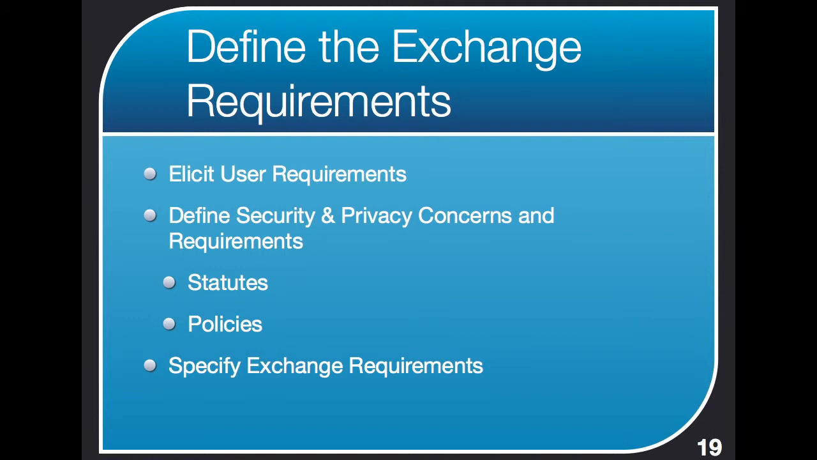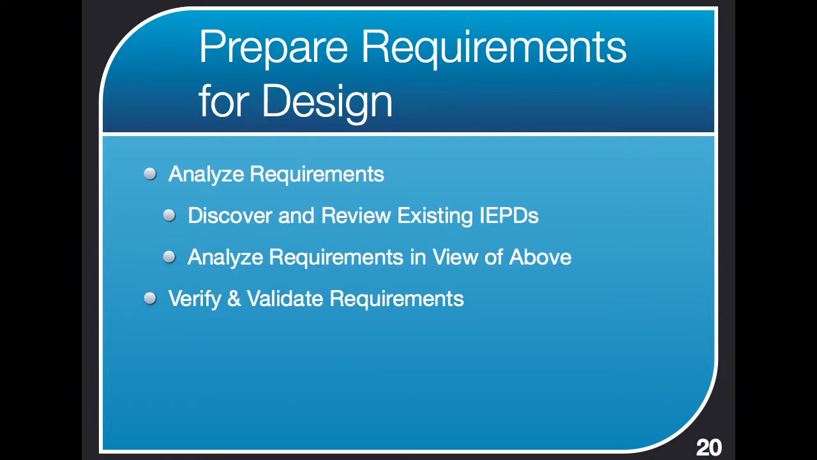You also want to define security and privacy concerns and requirements. Those may come from statutes, from policies, or from simple common sense, but especially in the children, youth, and family services community, you really need to define those. You need to know what those requirements are. And with all that in mind, you can start to specify the actual requirements of the exchange, the actual chunks of information that are going to be exchanged, keeping in mind what people need and what people are allowed to send.